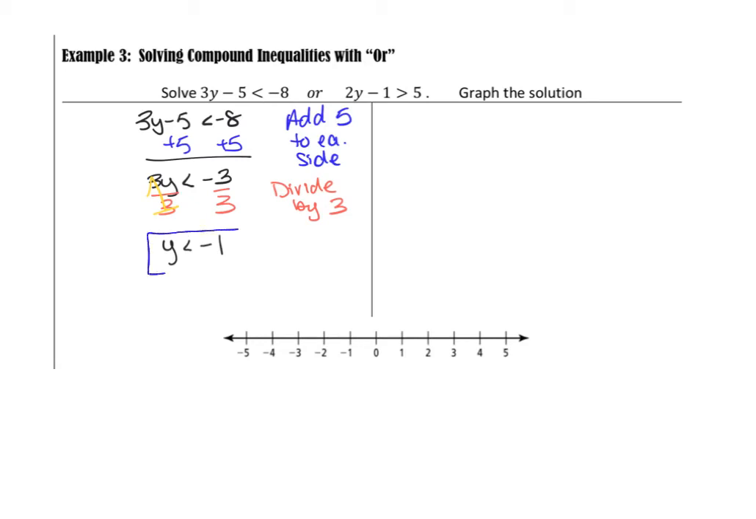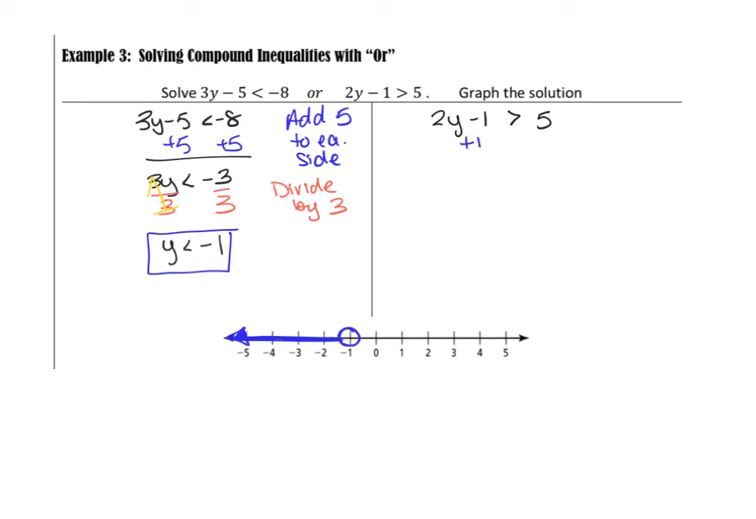If we go ahead and graph this, we would have an open circle at negative 1, and it would be shaded to the left, which represents all numbers that are less than negative 1. Now we just have to solve the other inequality. So 2y minus 1 is greater than 5.